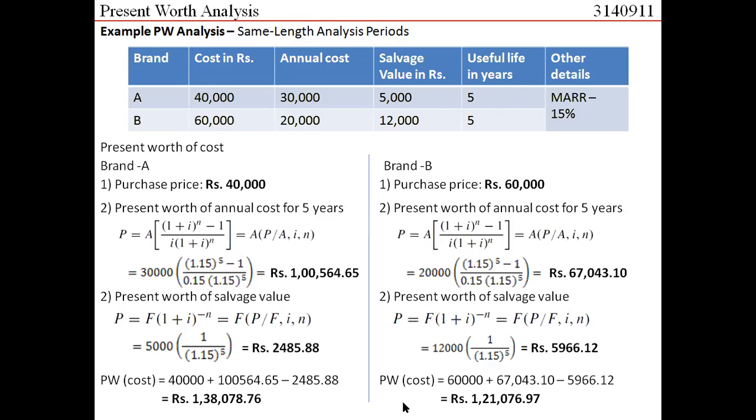Now what is our goal? Our goal is to minimize the present cost, minimize the present investment, right? That is, minimize the present worth of cost. So we understand that compared to brand A, brand B proposes less present worth of cost, and hence brand B would be a better alternative compared to brand A.